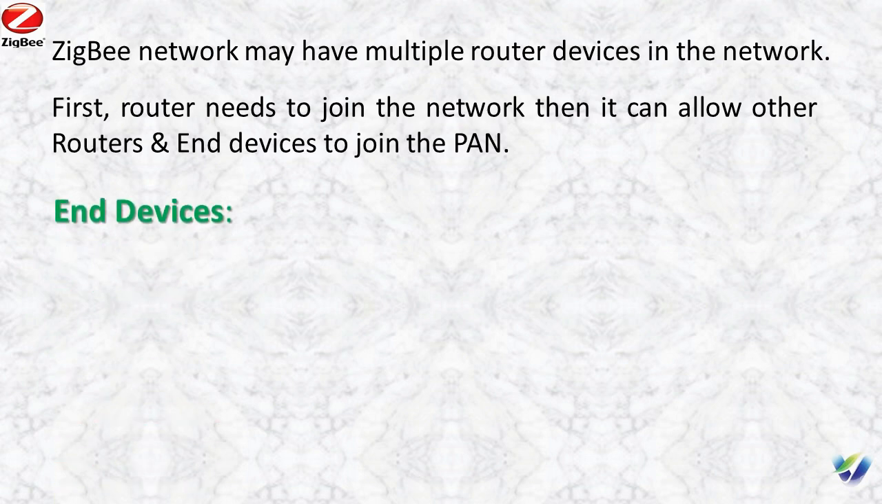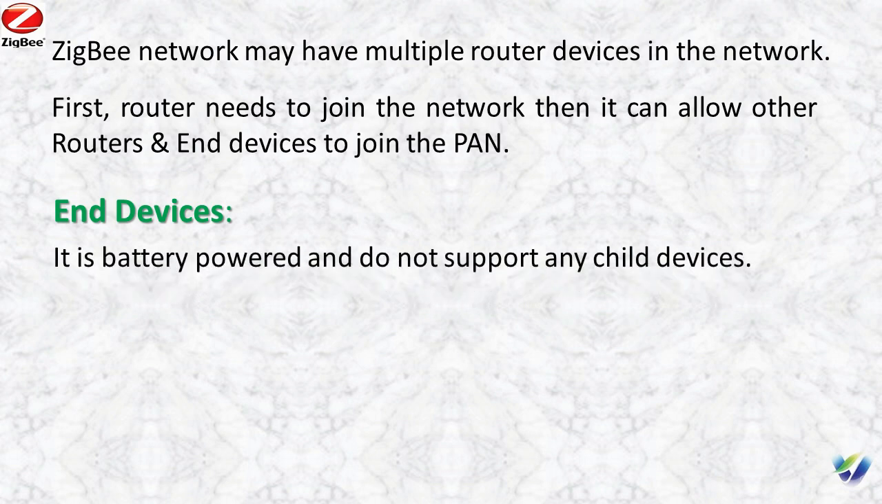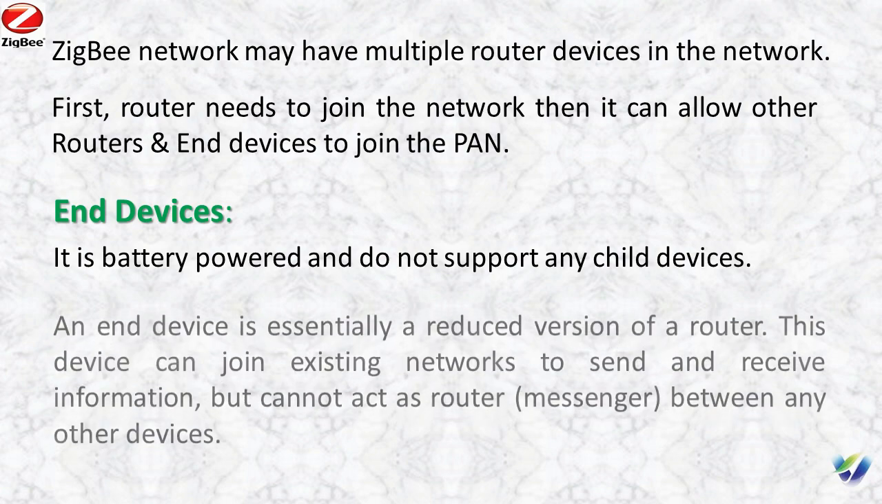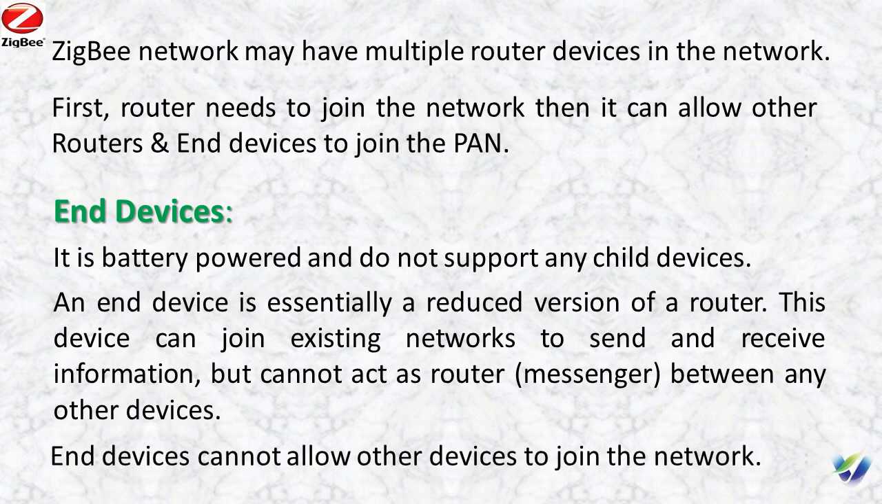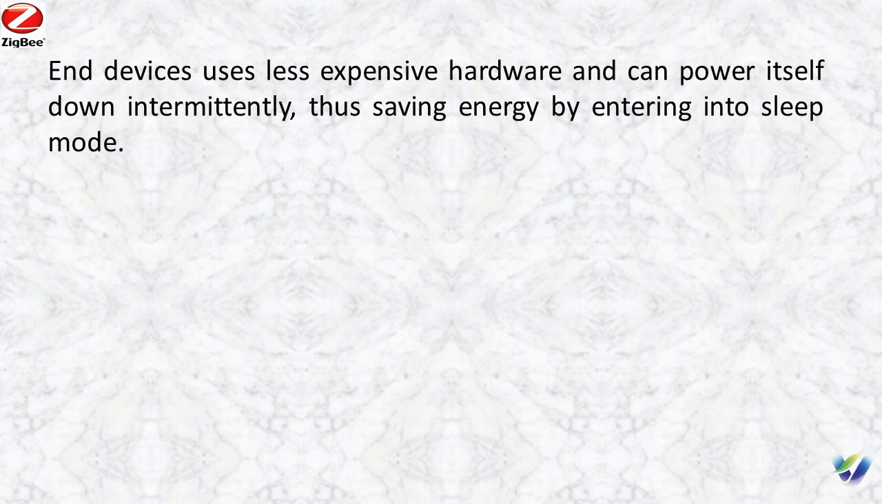End devices. End device is battery powered and does not support any child devices. An end device is essentially a reduced version of router. This device can join existing networks to send and receive information, but cannot act as router between any other devices. End devices cannot allow other devices to join the network. End devices use less expensive hardware and can power themselves down intermittently, thus saving energy by entering into sleep mode.